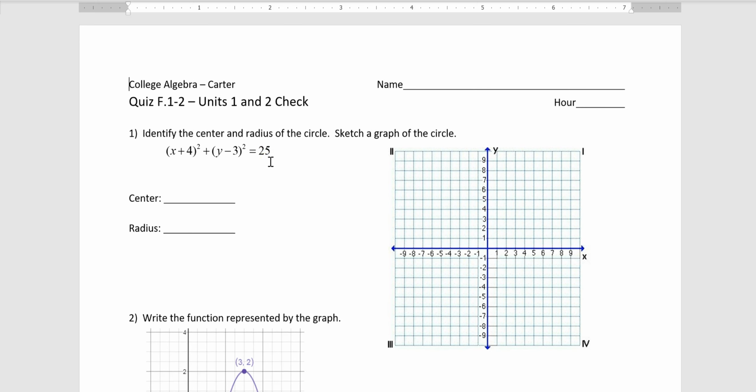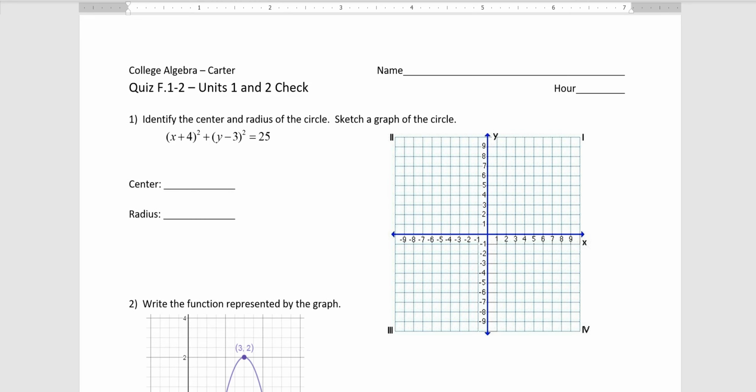oh goodness. Let's see if I can't get this to work. Why is this not working? Alright, there we go. Sorry about that.